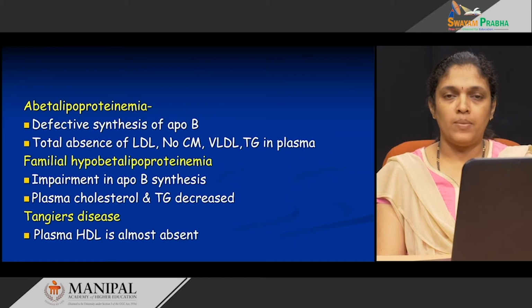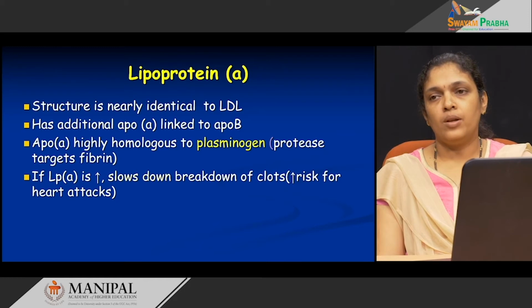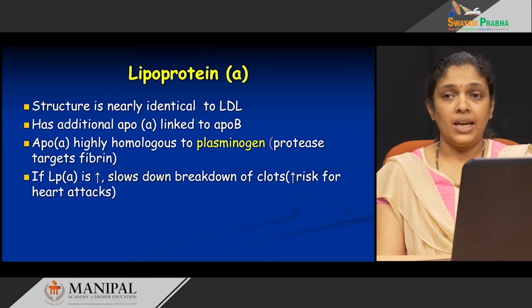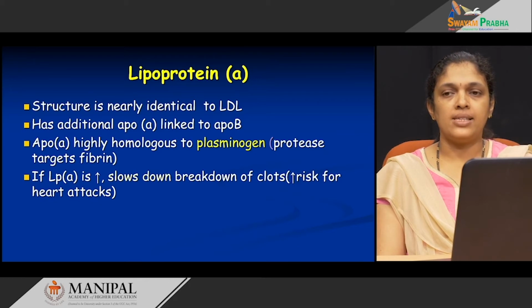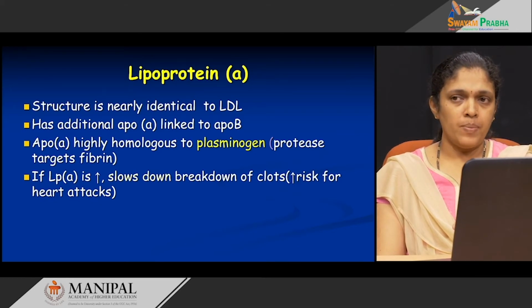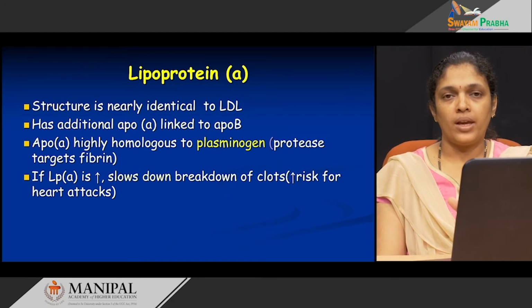We looked at the dyslipidemias in which there was hyperlipoproteinemia as well as hypolipoproteinemia. Now, we move on to the next marker, which is a part of your extended lipid profile, that is lipoprotein A. Lipoprotein A is structurally similar to LDL, the low density lipoprotein, but in addition it has ApoA. So, there is a link between ApoA and ApoB with the help of disulfide bridges. ApoA, which is a part of lipoprotein A, is homologous to plasminogen. Plasminogen is an enzyme, particularly a protease, which targets the fibrin. So, if there are high levels of lipoprotein A, it will slow down the breakdown of clots. If there is no breaking down of clots, these clots will accumulate in the arteries, and that would be a risk factor for coronary artery disease or heart attacks.